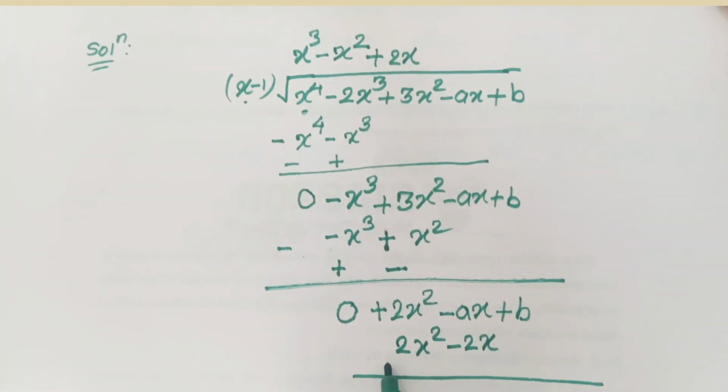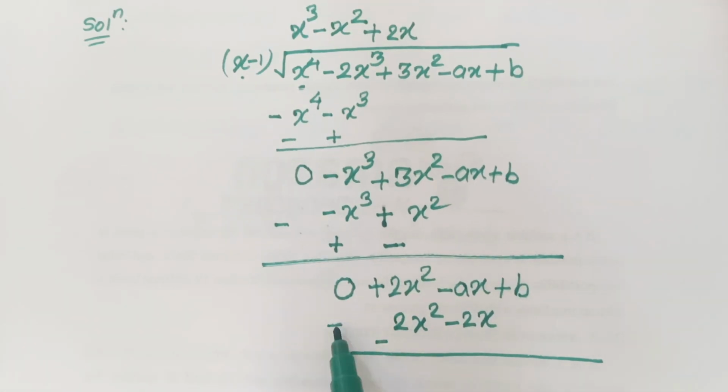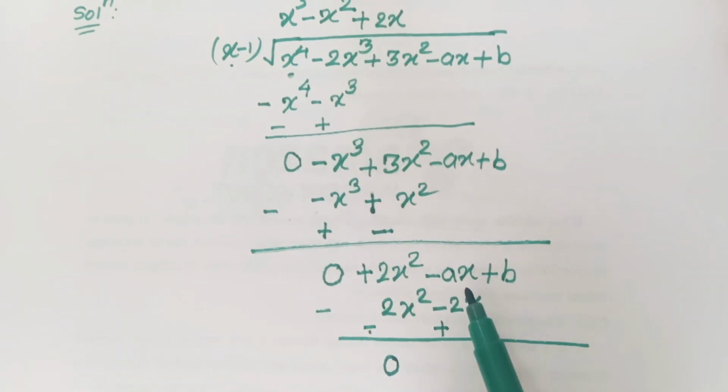Now subtract this term. The subtraction is minus and here the 2 is plus, so minus plus is minus, and minus into minus is plus. Then 2x² minus 2x² is 0. Then we have minus ax plus 2, where a is a constant, but we don't know the value of a, so it is not possible to add or subtract this term.